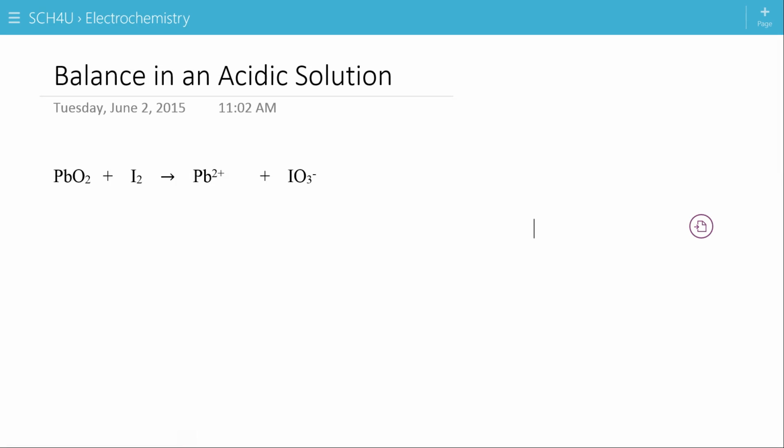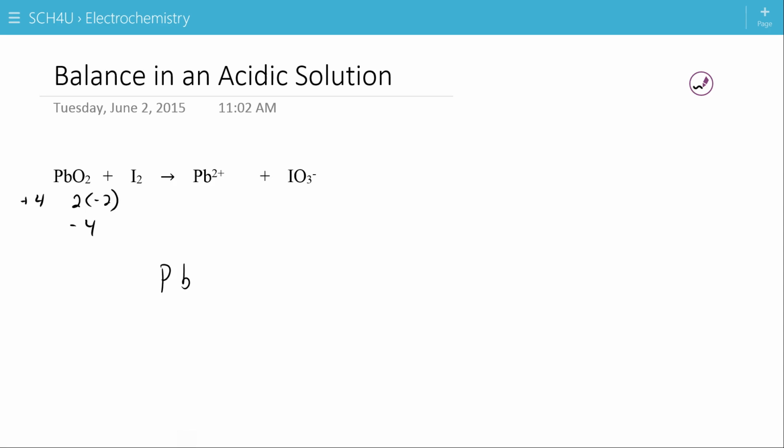Okay, in this video we're going to balance this redox reaction in an acidic solution. The nice part about these acidic solution ones is it's fairly easy to see what elements will be the ones with the changing oxidation numbers. Specifically here we have oxygen in compound with 2 times a -2 charge, so that's -4. It's a neutral element, so that means the lead will have an oxidation number of +4.